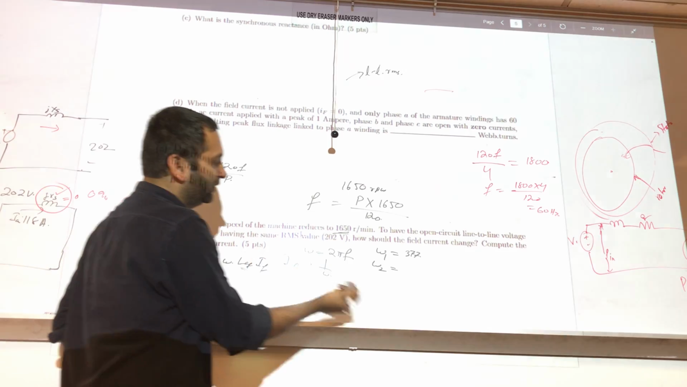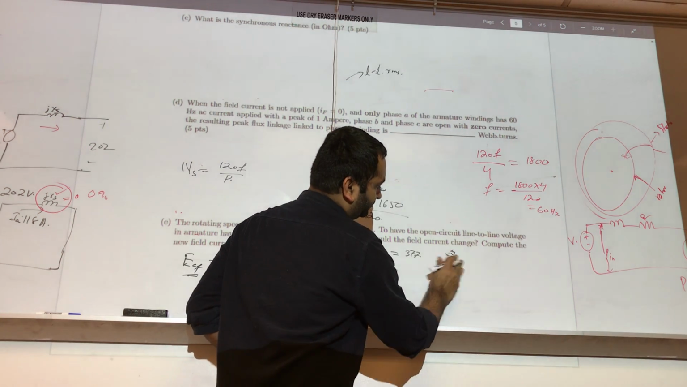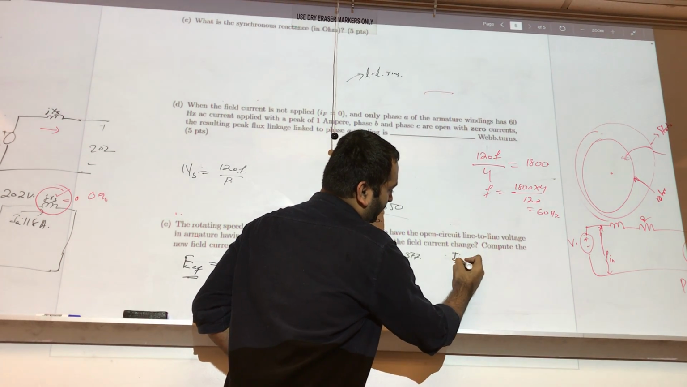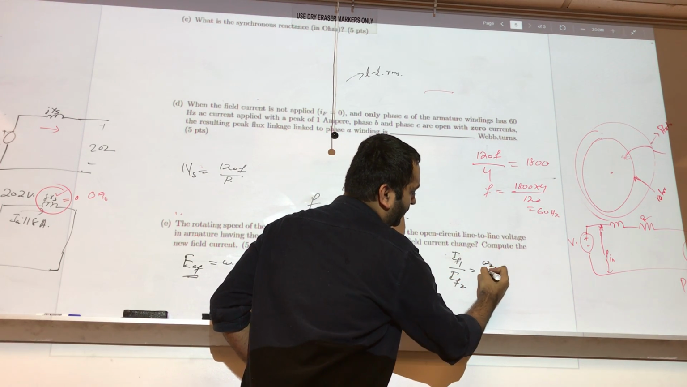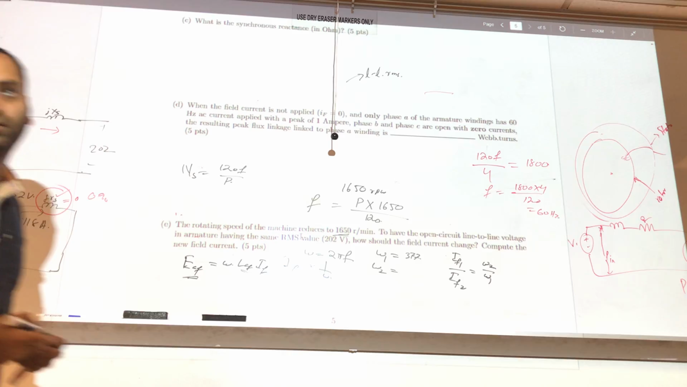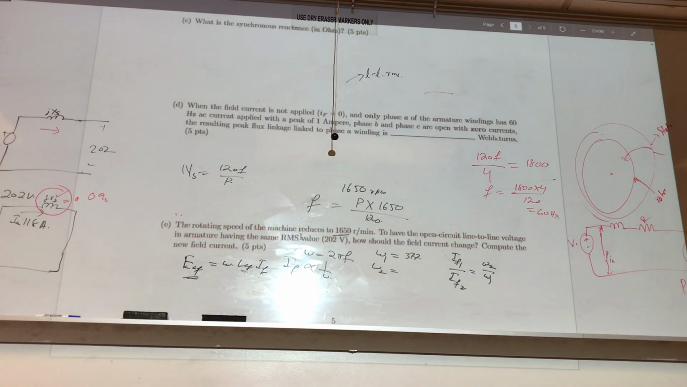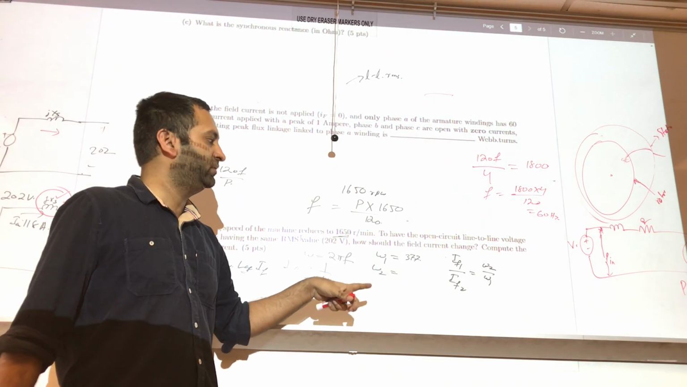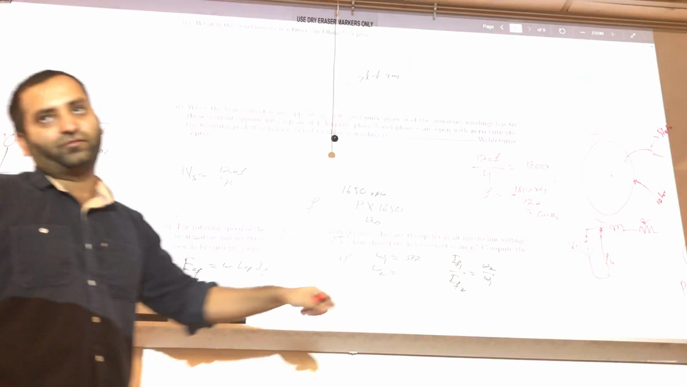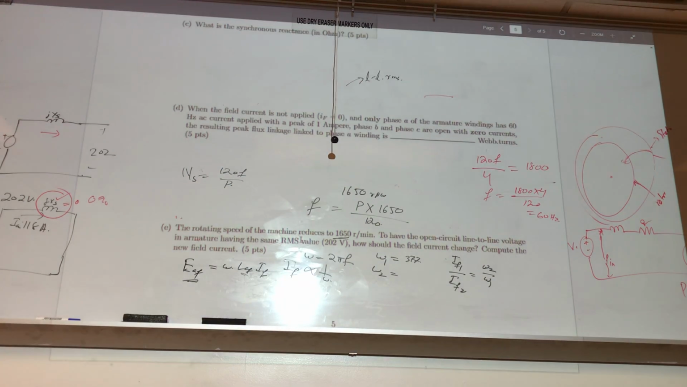So it says how the field current will change and compute the new field current. To compute the new field current, you can take the ratio like I_F1 over I_F2 equals omega 2 over omega 1. So you know I_F1, which is given in the question, 2.2, and you can find I_F2 from there. Any questions?